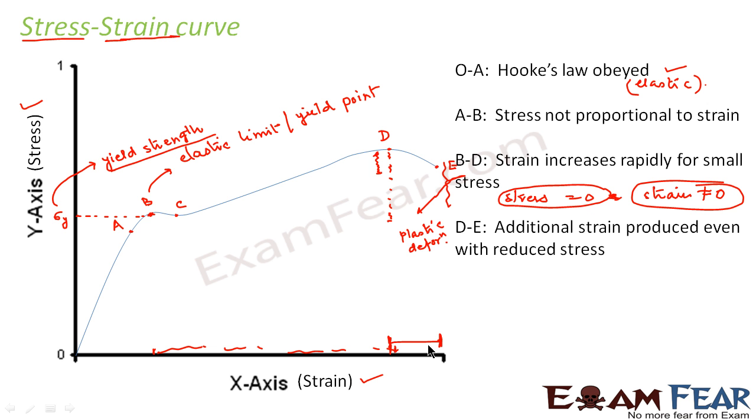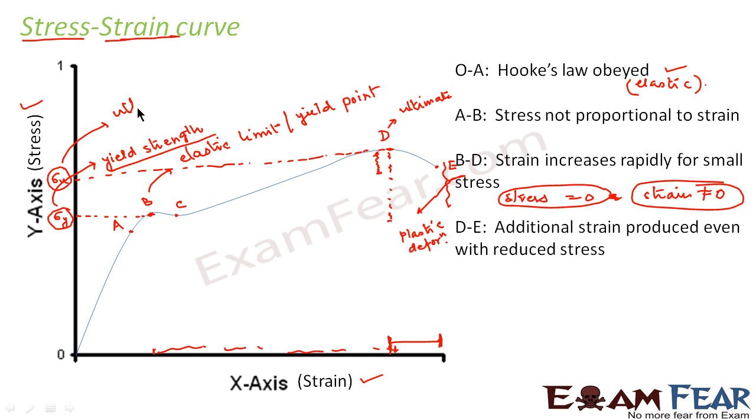Right. So what is this point D called? This point D is known as the ultimate tensile strength. Like I had told before, the point corresponding to the yield point is the yield strength, and the point corresponding to this point D, let us say sigma U, is the ultimate tensile strength.